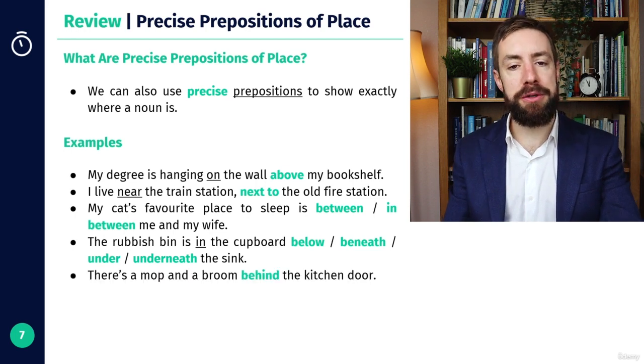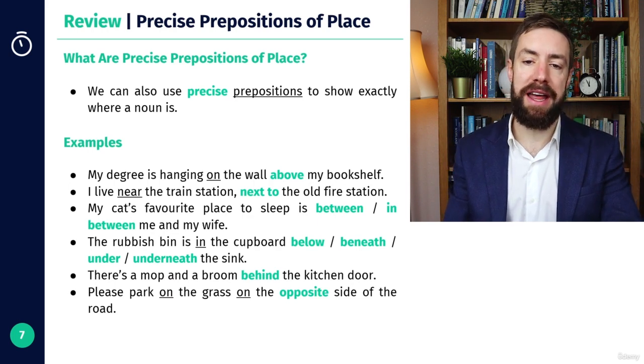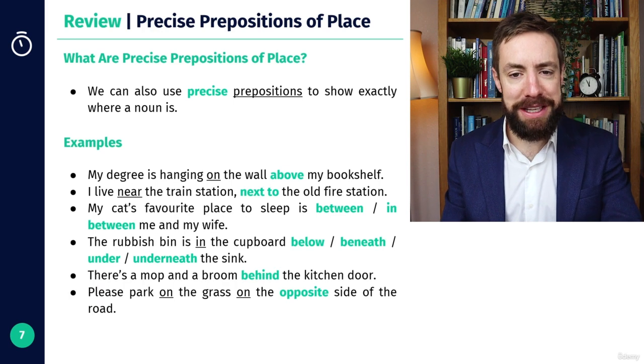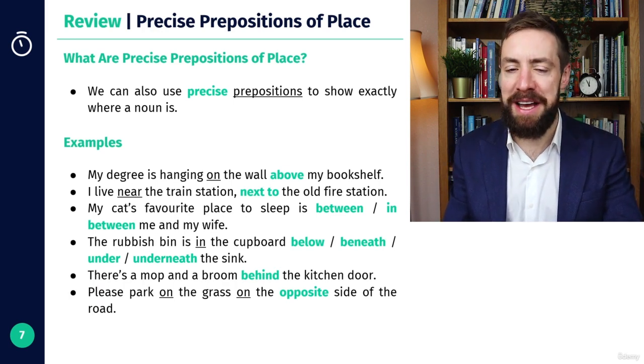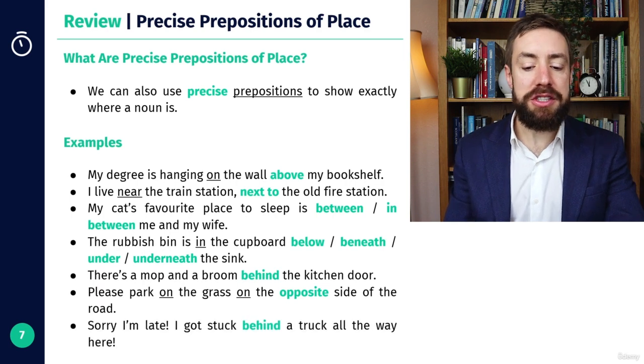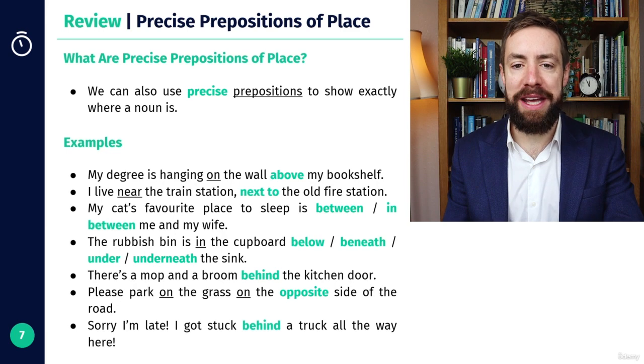There's a mop and broom behind the kitchen door. Please park on the grass on the opposite side of the road. So 3 different prepositions there, giving a very specific place that you should park. Sorry I'm late. I got stuck behind a truck all the way here.